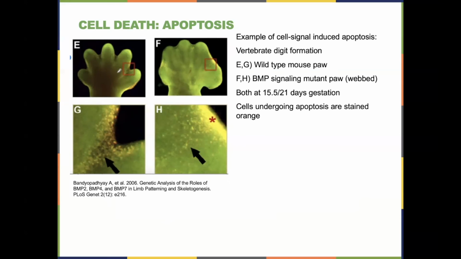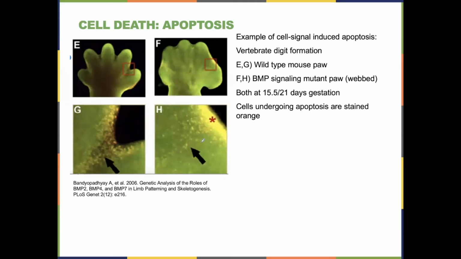And so what you see in this image is the one on the left-hand side here is a wild type or normal mouse paw that's developing. And the one that you see on the right-hand side here is a mutant where these cells here don't receive this apoptosis signal, and so they don't die. And what you see then in this mutant is that it develops this webbed paw, where the tissue in between the fingers gets retained.